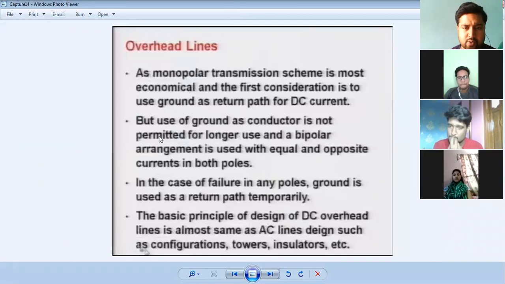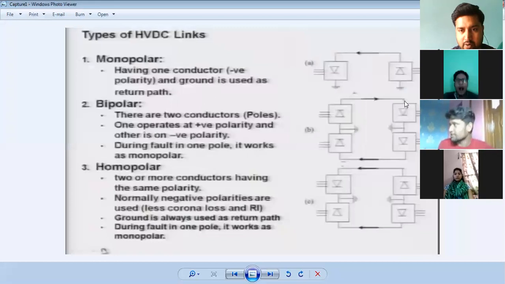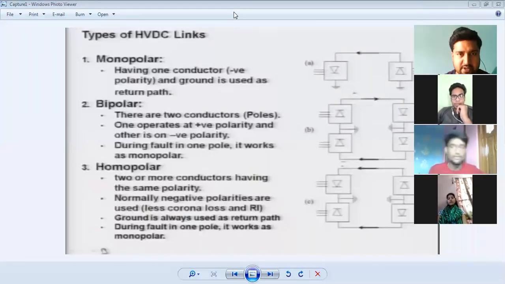So the bipolar arrangement is used most of the time. It is very feasible because if there is any failure, suppose a failure of a conductor, we can use the ground as a return path. So this is very feasible for us to use.